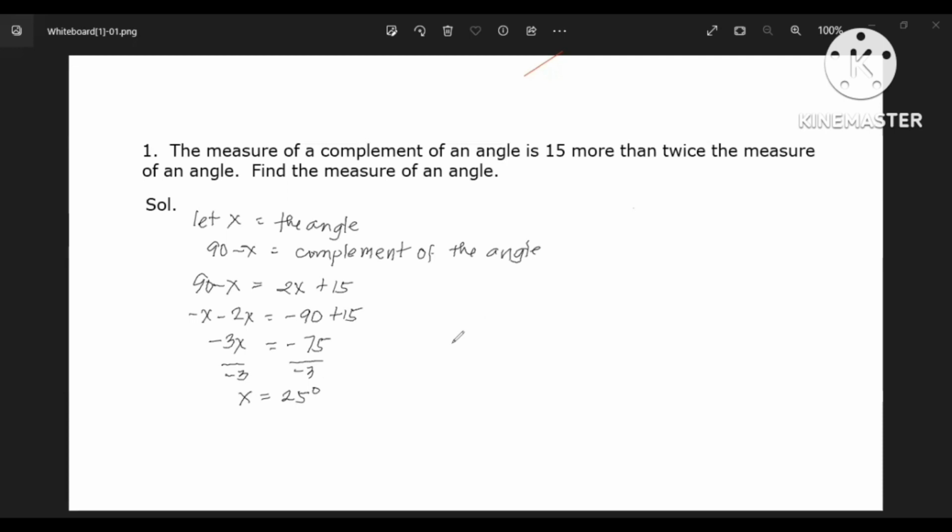So, to check, if the angle is 25 degrees, then its complement would be 90 minus 25 degrees, or 65 degrees. And 65 is 15 more than twice 25, di ba? Because twice 25 is 50, plus 15 is 65. So that is correct. Okay, and that's it.